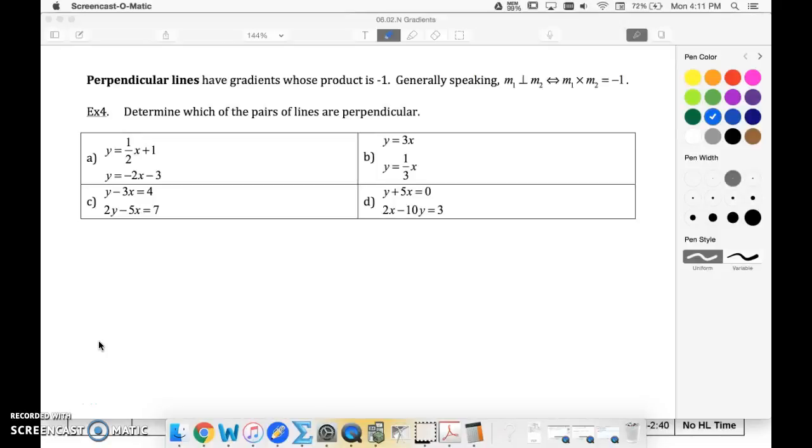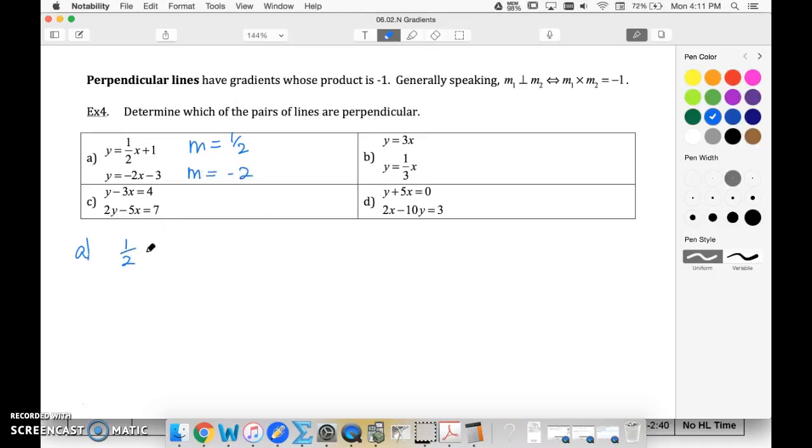Using the tools that we saw earlier, I can figure out points on these lines and then figure out the slope from them. But also, for any equation that starts with y equals, my slope is going to be the coefficient of x. So looking at problem A, this first line has a slope of 1/2, and the second line has a slope of -2.